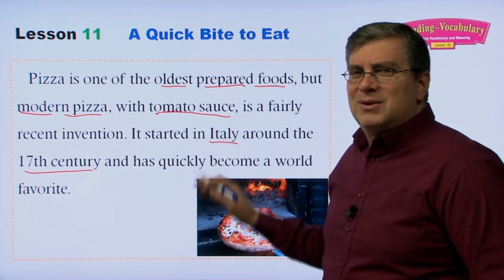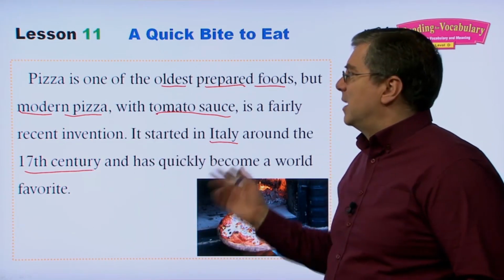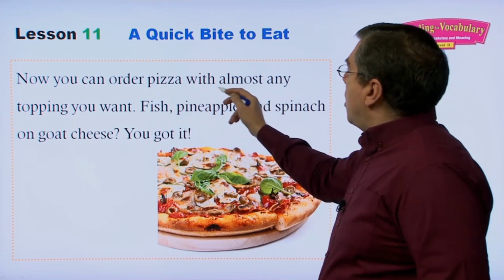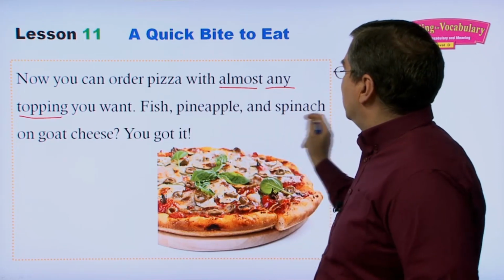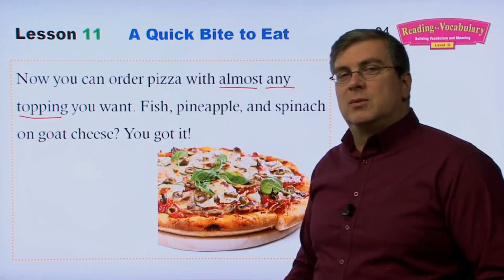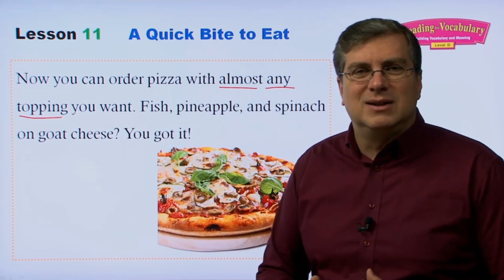But anyway, that's what they're talking about. Pizza is probably one of the oldest fast foods around, is basically what they're saying here. Now you can order pizza with almost any topping you want. Fish, pineapple, and spinach on goat cheese, you got it. So of course, pizza with tomato sauce, they say it's a fairly recent invention, invented in the 17th century.